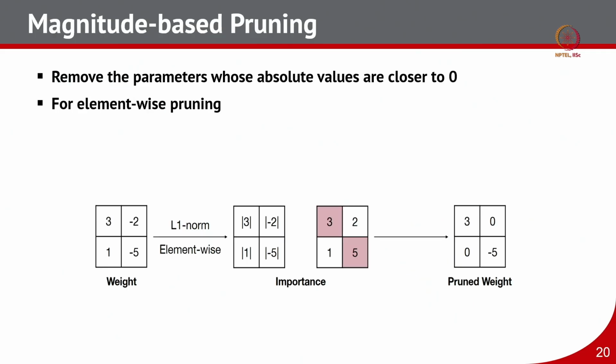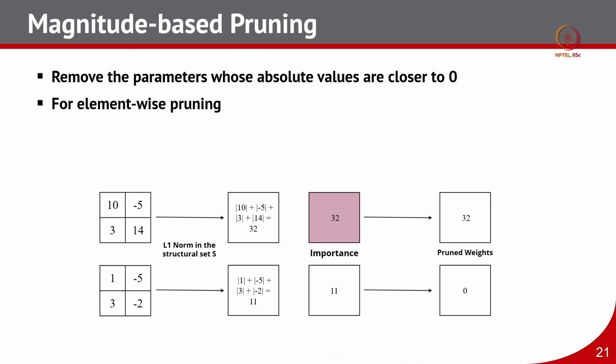Now in terms of filters, yes, we can remove the parameters whose absolute value is closer to 0. If we have a convolutional neural network with multiple filters, and we want to do element wise pruning, then we just need to take the absolute value of the filter weights. Whichever element has higher absolute value has higher importance. In this case you can see that 3 and 5 are retained, where 1 and 2 are pruned. So that is magnitude based pruning for element wise pruning.